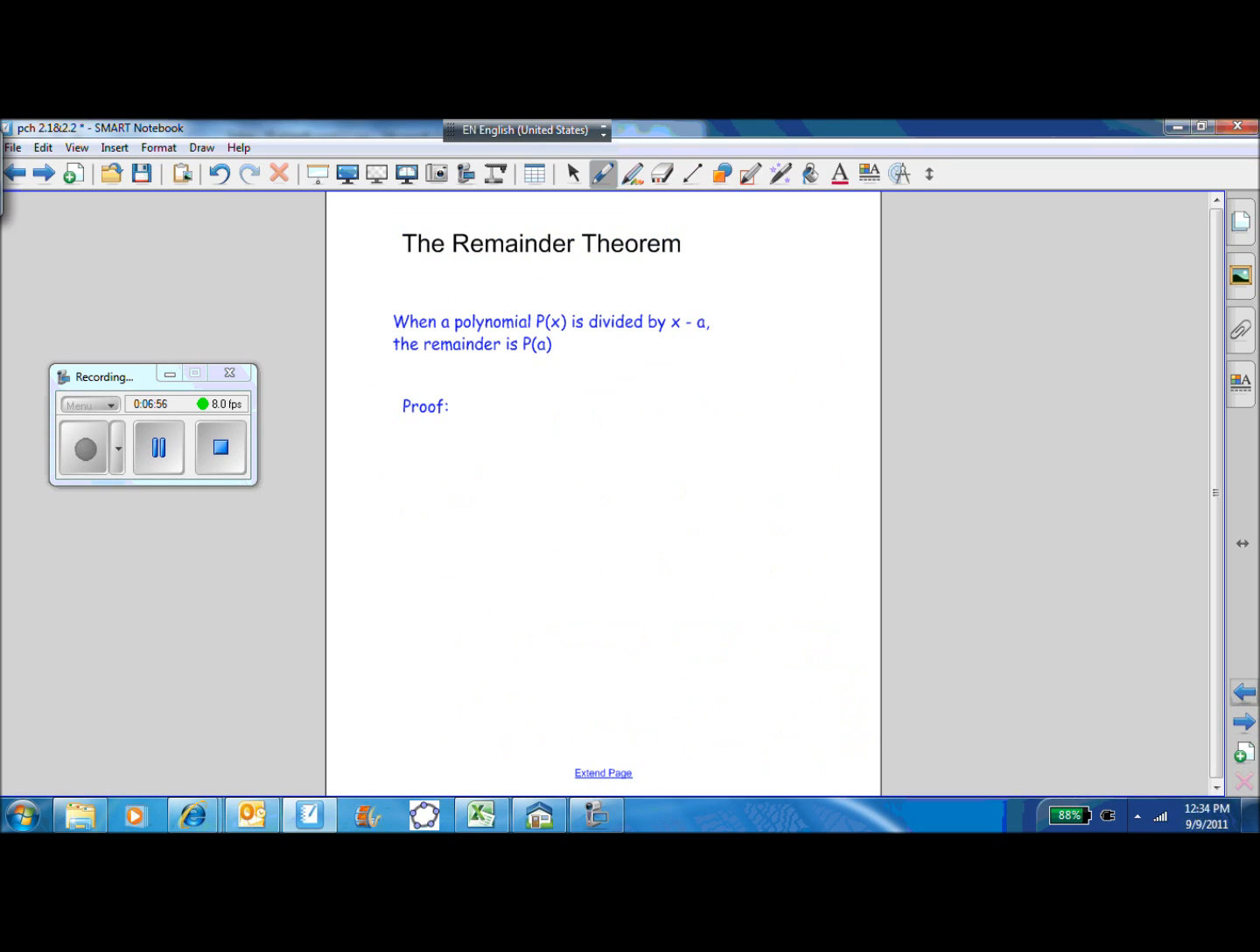Now the remainder theorem is when a polynomial, p of x, divided by x minus a, the remainder is p of a. This is the claim. Let's check that by going through a proof here. If you take p of x and divide by x minus a, you'll get some other polynomial, which is called q of x for quotient, plus some remainder over x minus a, where that's the remainder, right? And here's our original polynomial.